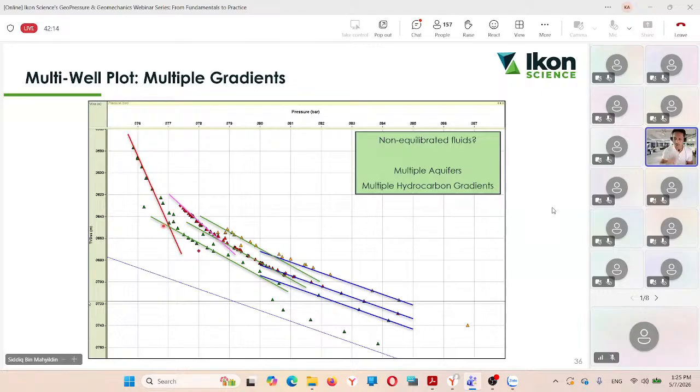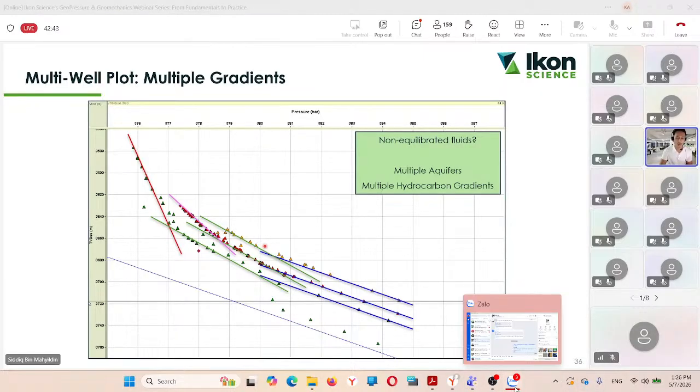So the fact that we are seeing multiple gradients for multiple wells could suggest that we are dealing with a system that is not fully equilibrated. This could be due to multiple aquifers, for example, separate hydrocarbon accumulations, some level of compartmentalization, and so on. So the key takeaway here is that when you see multiple gradients like this, it is usually the sign that the subsurface is more complex than just a single continuous system.